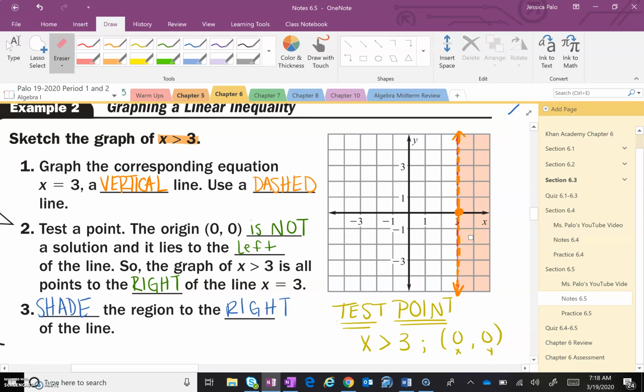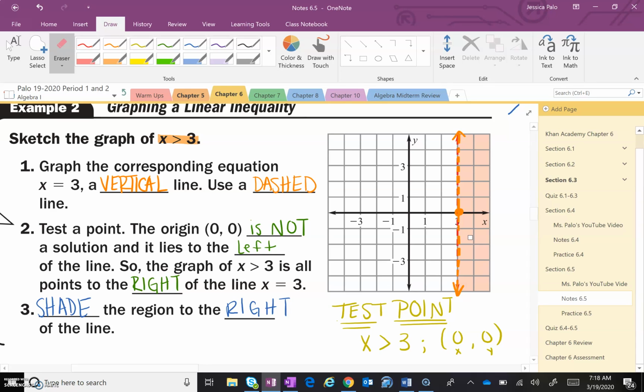Typically, if possible, you are going to use the origin, 0, 0. That is the easiest point to use as your test point. It's right in the middle, it's zeros. Who doesn't want to multiply by 0? In the event your line would go through the origin, you would have to pick a different point, but you can always use 1, 1, or 0, 1, or something else that is equally as small.